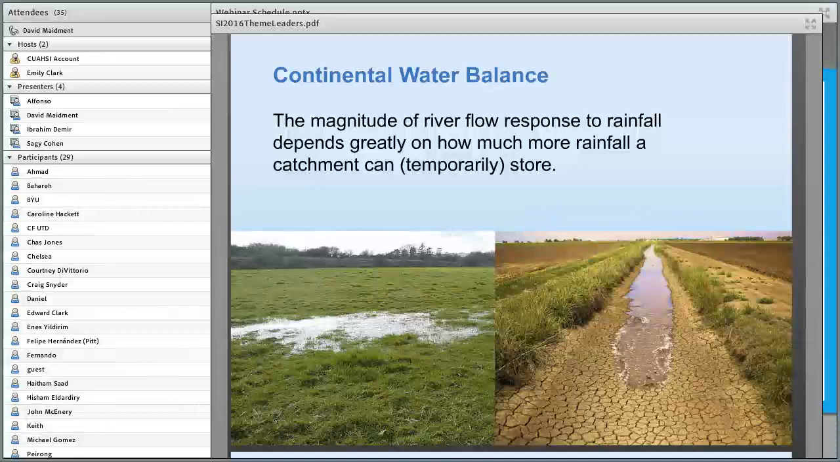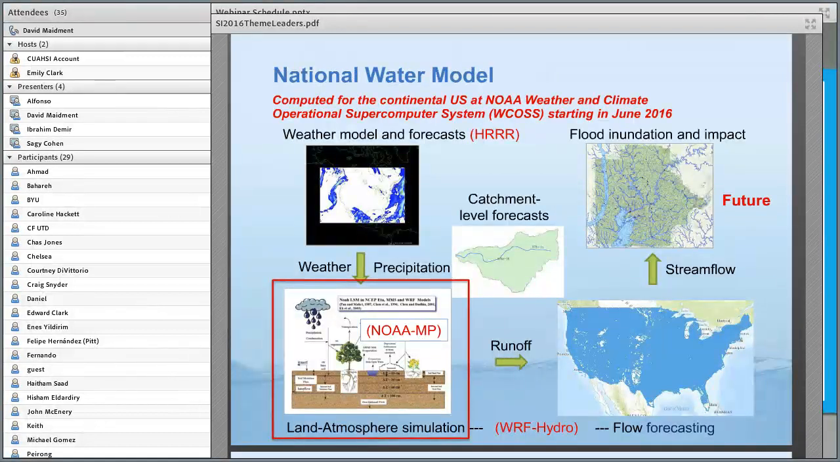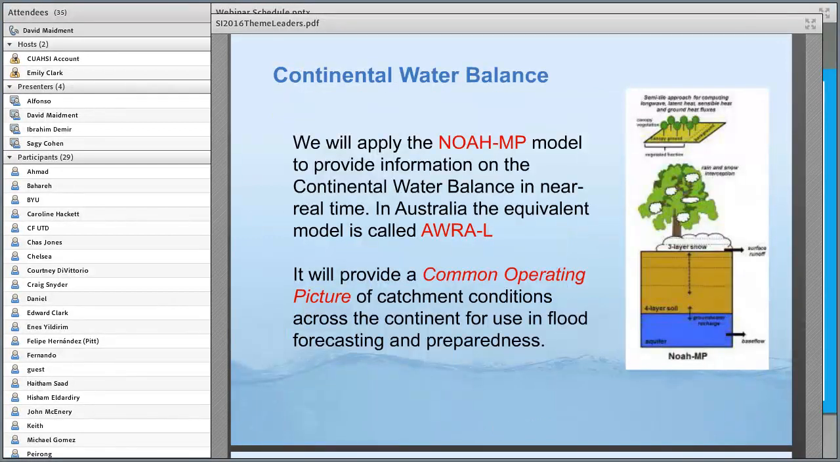So the question is, how can a continental water model inform that kind of insight? What we are doing with our national water model has soil water modeling under a model that's called Noah-MP, which is within the WRF-Hydro framework for hydrologic forecasting. The idea is that we would use the result of the national water model, which will include all these soil moisture parameters and other aspects of the catchment water balance. In Australia, the equivalent model is called AWRA-L, which Dr. Van Dijk was instrumental in developing.